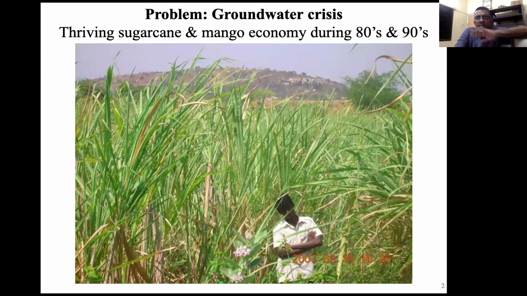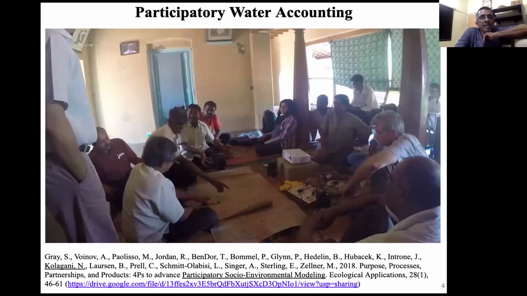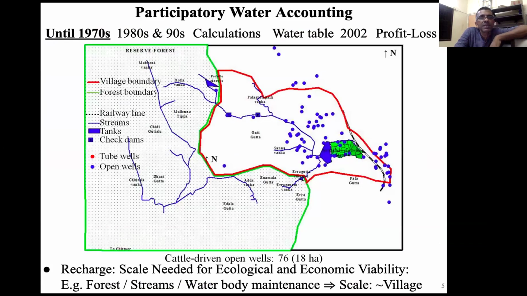Still very relevant. So this I covered in the video as well as in the last live session. We won't spend much time. This is the 80s, 90s, and it collapsed by 2000. What happened? We started looking at it. We did participatory water accounting with NGOs, locals, academia, etc.